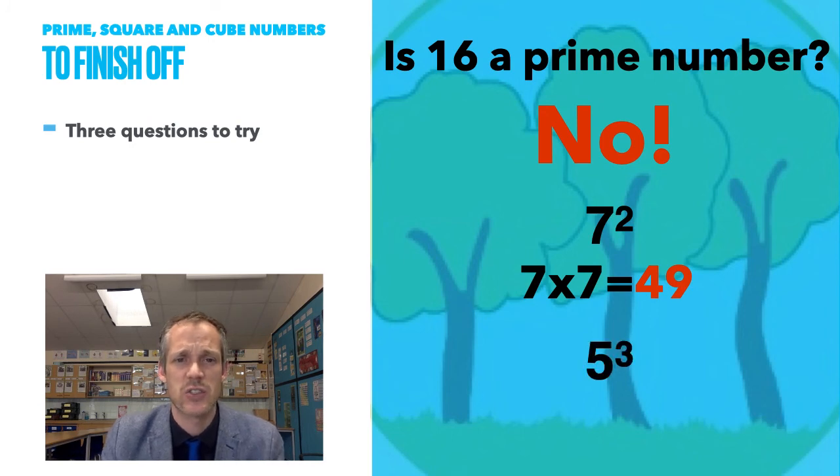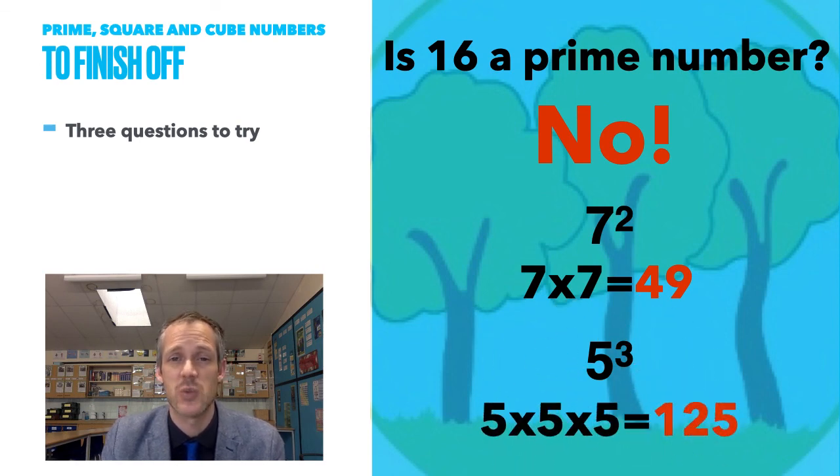The third question, you may have needed to write down a short multiplication method to help you work out this answer. So 5 cubed is the same as 5 times 5 times 5. So 5 times 5 is 25, and 25 times 5 gives us 125.